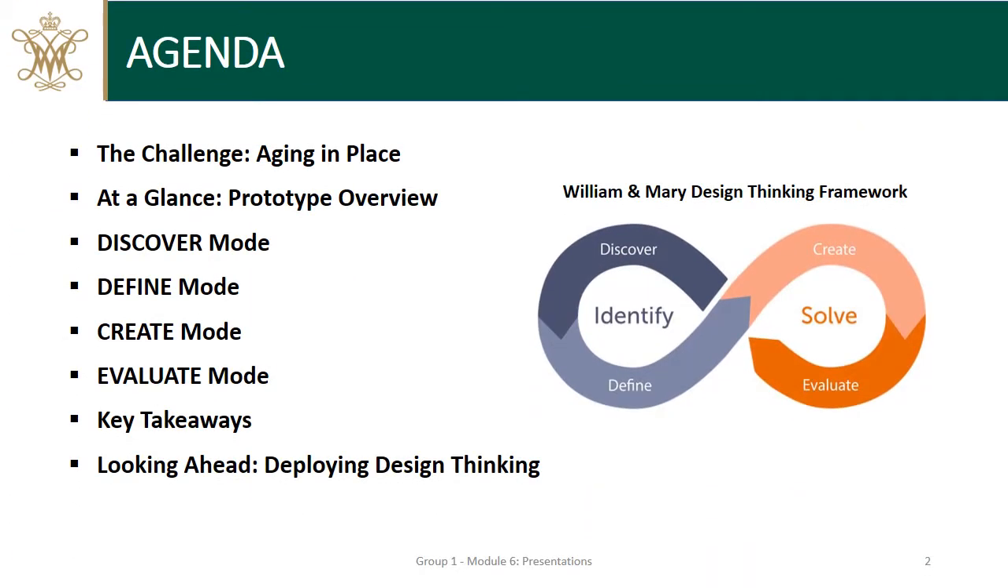A quick overview of the agenda for this presentation. First, we will provide a quick recap of the Aging in Place challenge, which most of you are already familiar with. Next, we introduce you to our prototype at a high level, which will provide you a context as we walk through our group's design thinking process. Then we will cover our progress through the modes of design thinking: discover, define, create, evaluate, with a detailed look at our final prototype. Lastly, we will touch on the insights we derived from this project and discuss how we plan to implement design thinking in our daily lives.